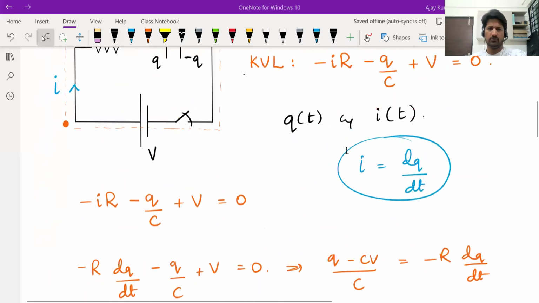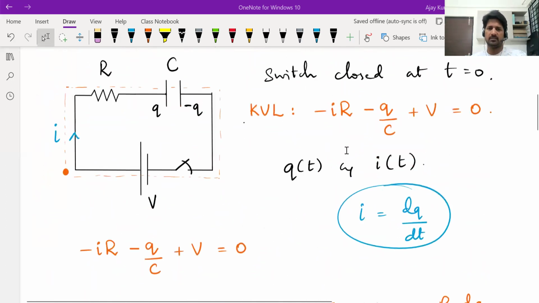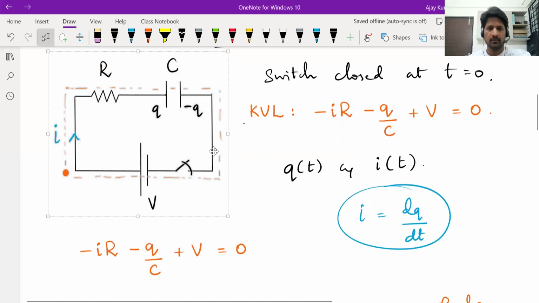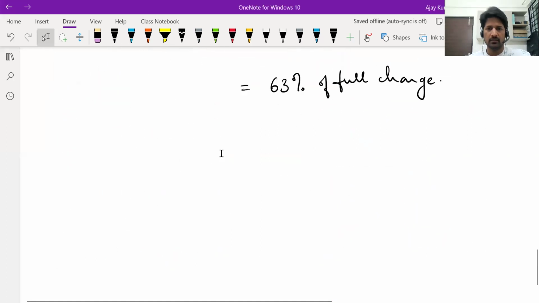In this circuit, we took a basic RC circuit, one resistor, one capacitor, and one cell. Charge will increase non-linearly because the function is CV into 1 minus e power minus t by tau, a non-linear function. It will increase non-linearly and it will tend to that value CV. Let us now write the current equation.